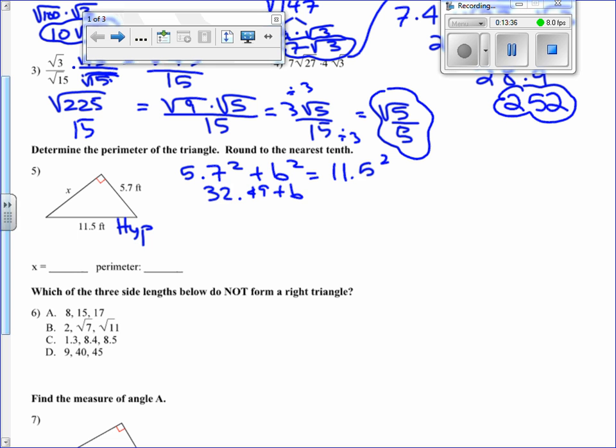32.49 plus b squared equals 132.25. And we subtract 32.49 from both sides. We get b squared. I keep hearing chatter.